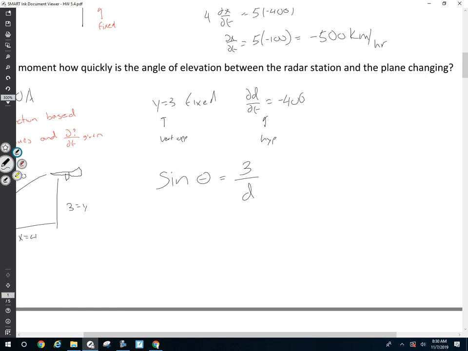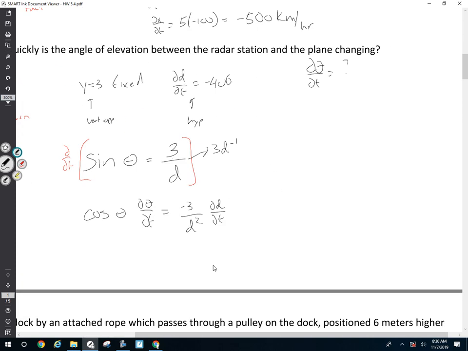Okay? We are ready to take the derivative of this. Don't plug in anything else. I get cos theta d theta/dt, which is what I'm trying to find, equals. Now let's be careful here. You can either use the quotient rule. I prefer you write this as 3d to the negative first, and its derivative would be negative 3d to the negative second, which is negative 3 over d squared, dd/dt.